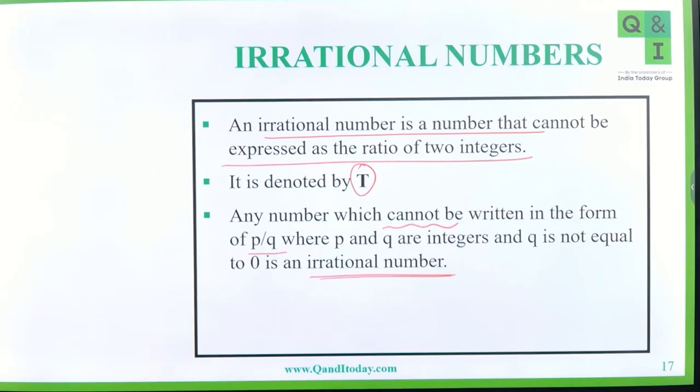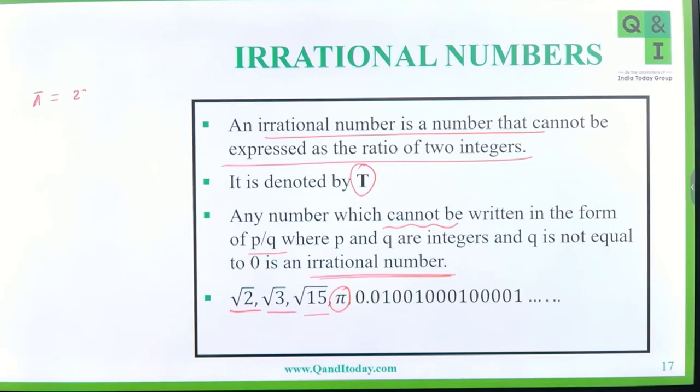Now let's go to the next. These are examples of irrational numbers: root 2, root 3, root 15. These are all irrational numbers. And pi is also an example of an irrational number. Now, some students ask that pi is written as 22 by 7. This is the value. Because it is in the form p by q, why do we say pi is an irrational number? Who is going to answer this? Anyone?